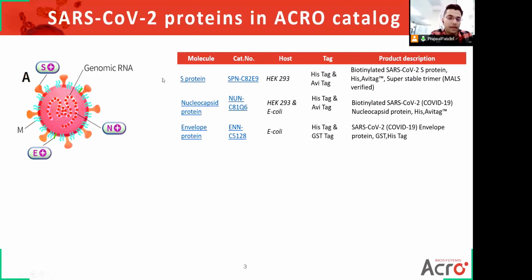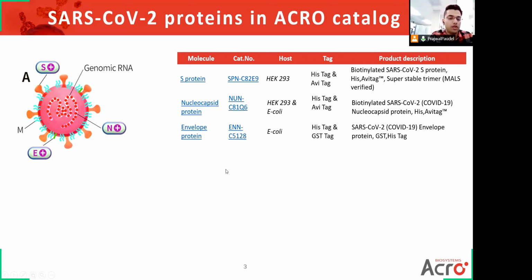ACRO has developed a variety of high-quality SARS-CoV-2 proteins to facilitate diagnostic and therapeutic development against COVID-19. Our catalog contains the three main SARS-CoV-2 structural proteins, the S, E, and N proteins. The S protein is primarily expressed in HEK293 cells and includes a His tag and biotinylated AviTag. The N protein is expressed in both E. coli and HEK293 cells. Due to the high number of N proteins present during infection, antigen-based diagnostics utilizing N protein detection have been mobilized during this pandemic.